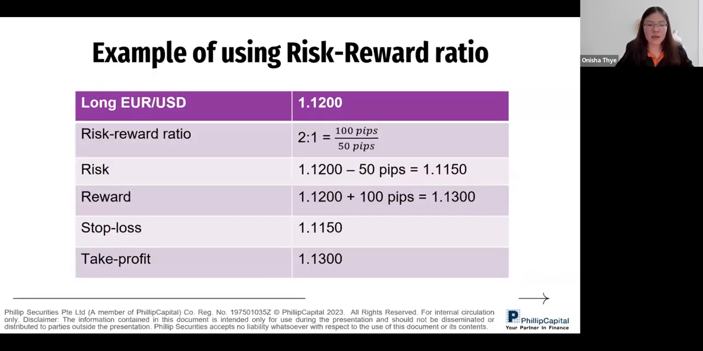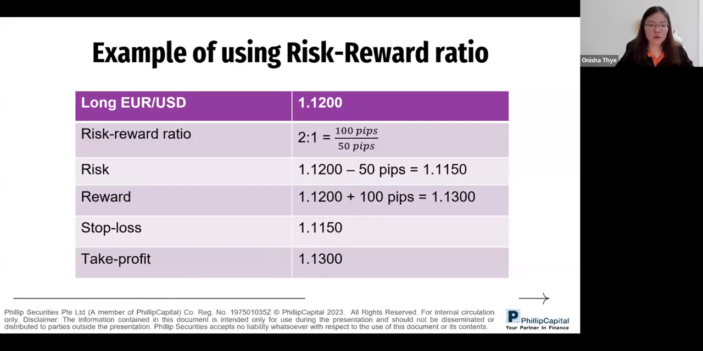Now, let's say, for example, for every unit of risk, I want a double reward. So let's say when we long Euro USD at 1.12, the risk reward ratio is 2:1. So 100 pips over 50 pips. The risk, you can just calculate like that, and then you'll get 1.115, and then your reward accordingly. So this is how you set your stop loss and take profit at a certain level. So 100 pips for take profit and 50 pips for stop loss.